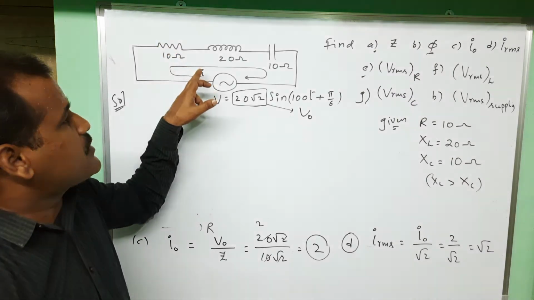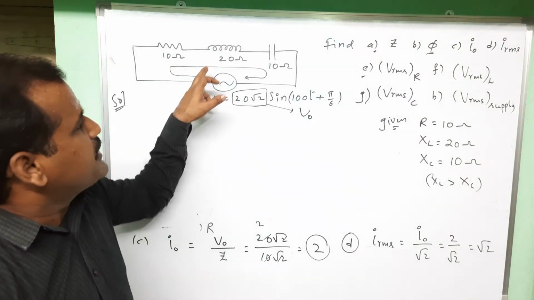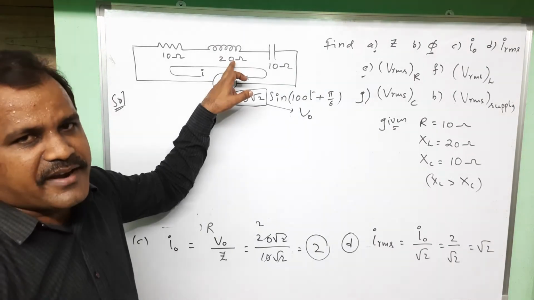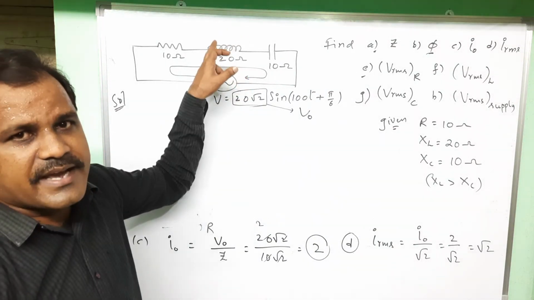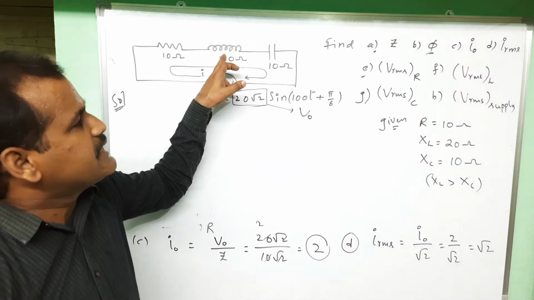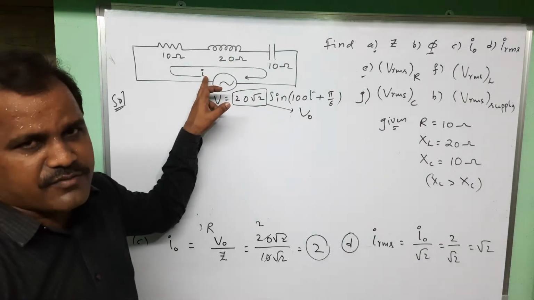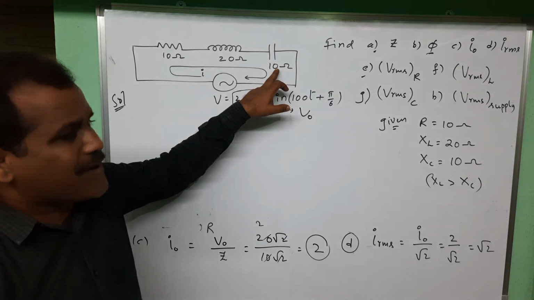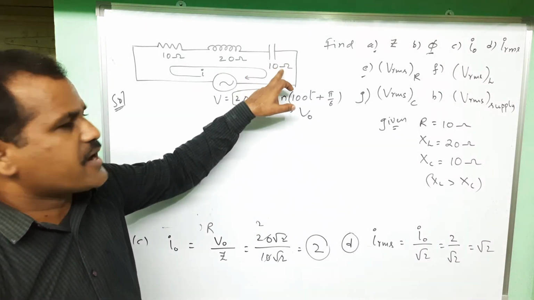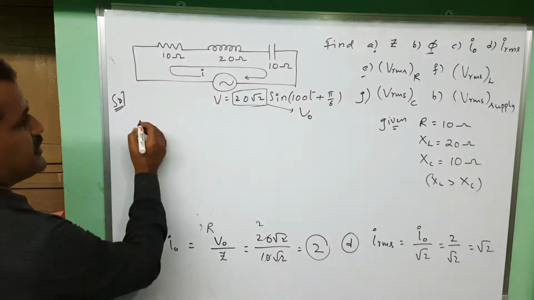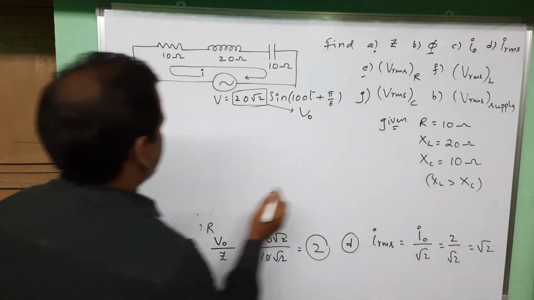Similarly, if you multiply this RMS value of the current with the inductive reactance, you will get the RMS value of the voltage across the inductance component. Similarly, if you multiply the RMS value of the current with the capacitive reactance, you will get the RMS value of the voltage across the capacitance. So I am writing the formulas here, these three formulas parallelly.